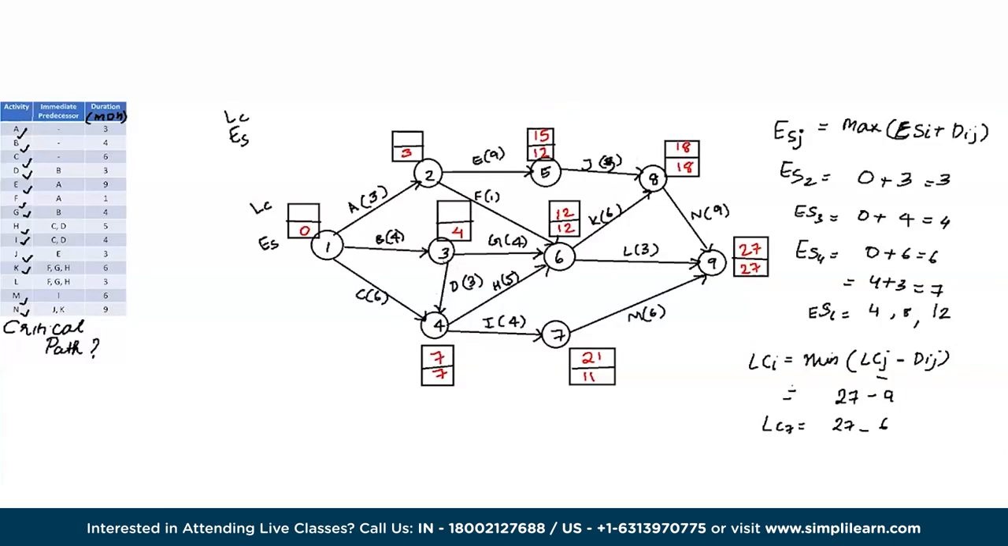Now for node number 3. Node number 3 has 2 points shooting out of it. So we need to choose from either the connection to node 6 or node 4. So for node 6, it's 12 minus 4, which is 8. Or it's from node number 4, which is 7 minus 3, which is 4. Hence, we'll take the connection from node number 4. So let's take the latest completion time of node number 3 as 4. Now for node number 2.